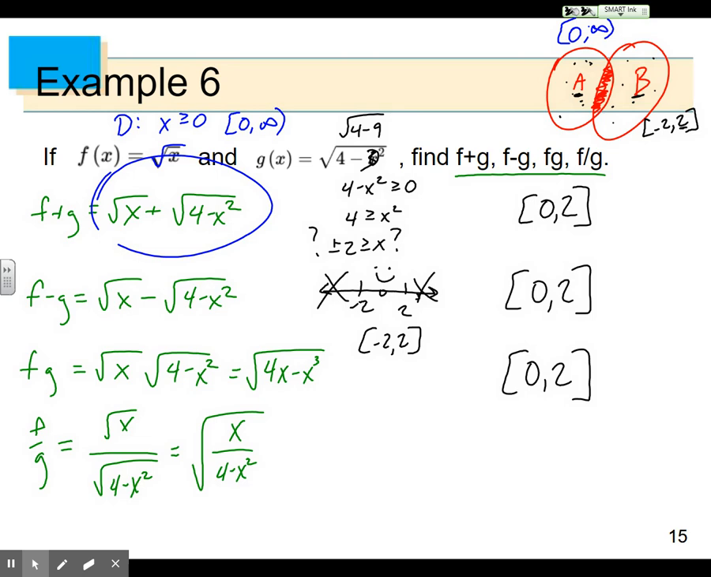Let's think about it. We have to make sure that the bottom's not equal to 0 right here. So it's still okay to plug in 0. But one change on it is going to be if I include this 2 by putting a bracket on there, and I plug a 2 down there, it's going to give me a divide by 0 error. So I just don't want to include the 2 that time.